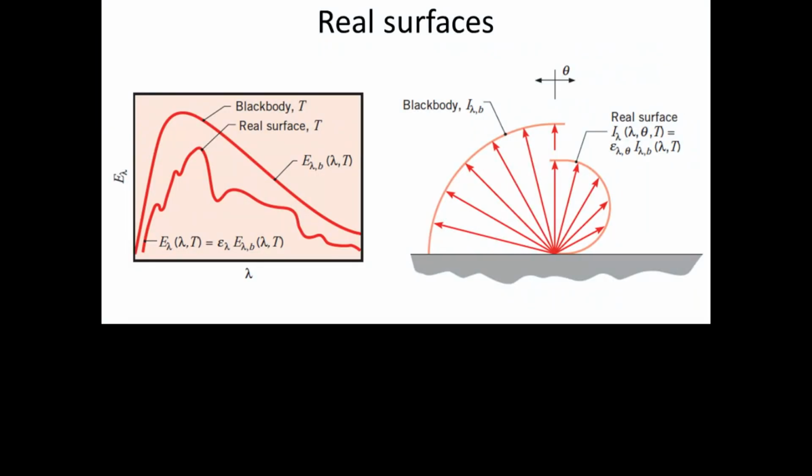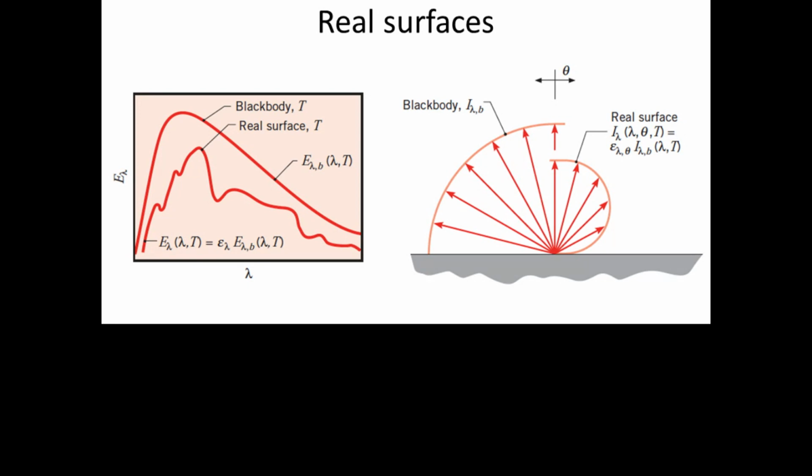Let's talk about real surfaces. I mentioned there are 2 important aspects. One is wavelength, and the other was directionality. So this is the emission from the black body. The peak here is 3,000 over temperature in Kelvin, right? This would be Wien's law, and this is Planck's function, and if you integrate it, it gives you sigma T to the 4.